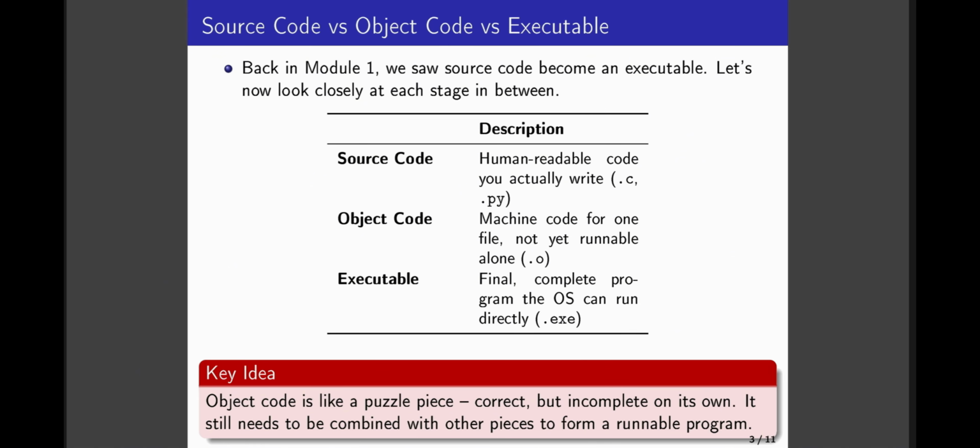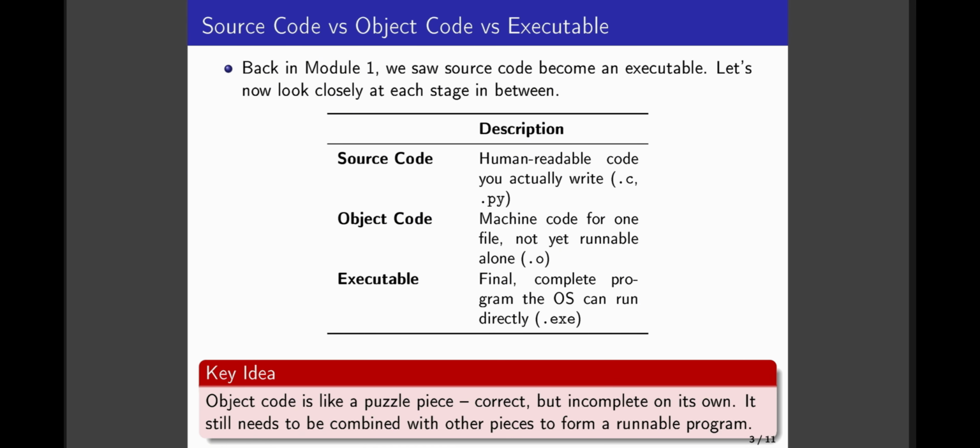Let's start by clearly separating three terms that are easy to mix up. Source code is the human readable code we actually write in our .c or .py files depending upon the programming language. Object code is machine code generated for just one file, not yet runnable on its own, typically a .o file. And an executable is the final complete program that the operating system can run directly, our .exe file.